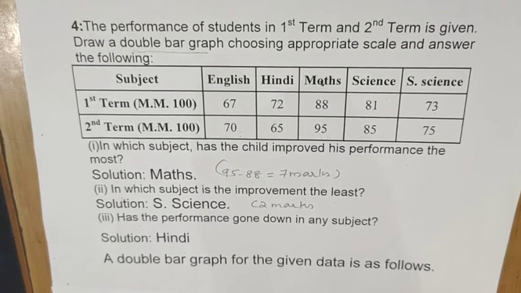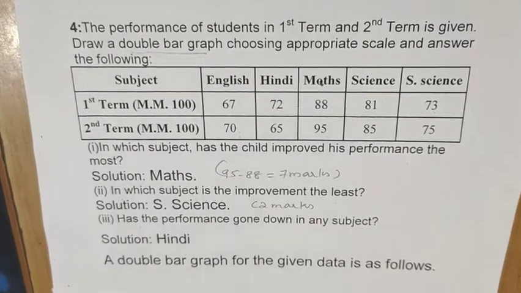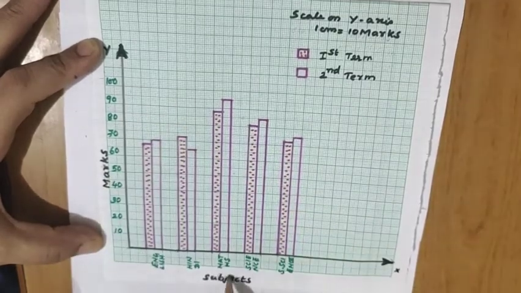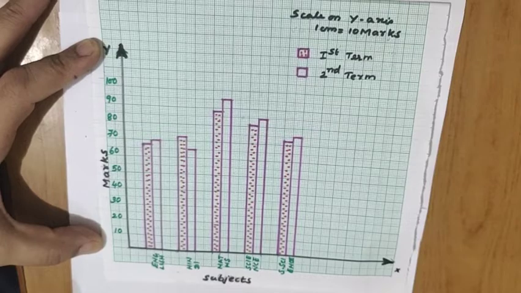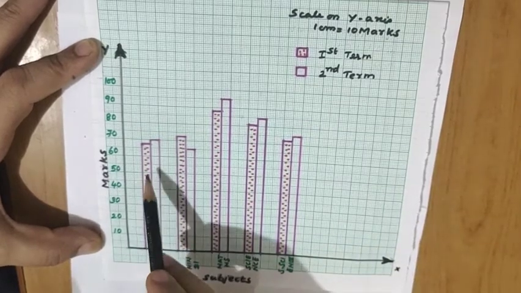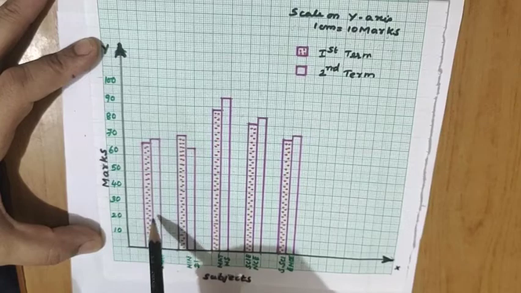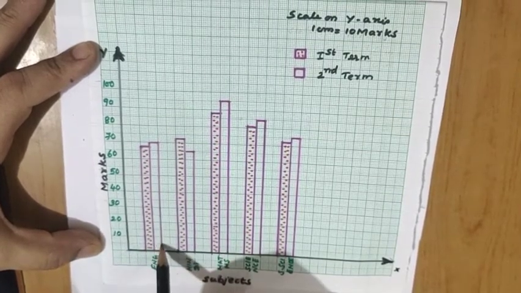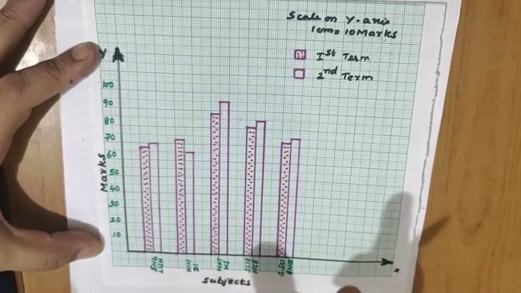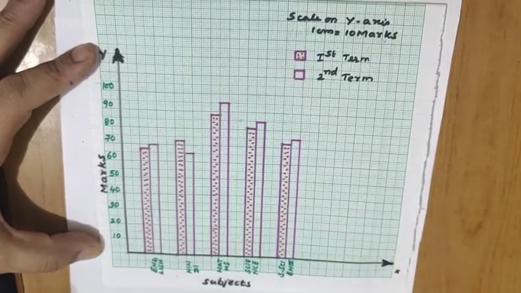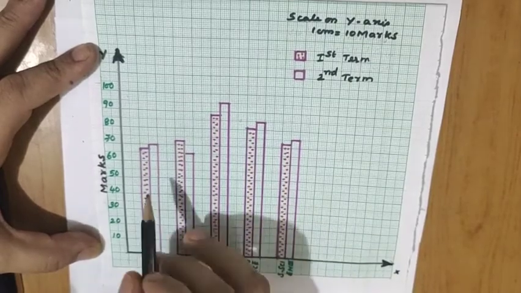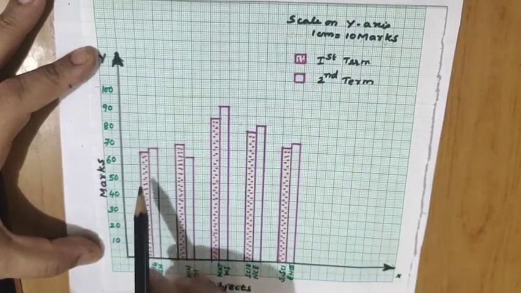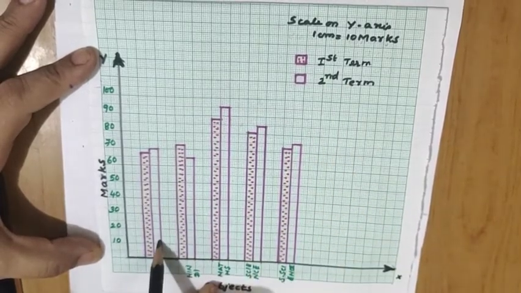Now what we have to do? Double bar graph to be represented. The double bar graph will look like this. Here x-axis, y-axis, subjects, marks, similar to your bar graph. Now here, one bar is taken and it is divided into 2 halves. Some children will do 1 centimeter for first term and 1 centimeter for second term. That is also correct, but that graph doesn't look good compared to this. So you take 1 centimeter only and divide it into 2 parts. The first term will be represented by the dotted part and the second term is blank.